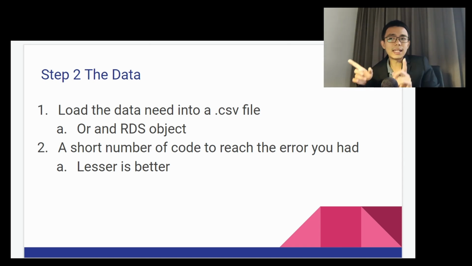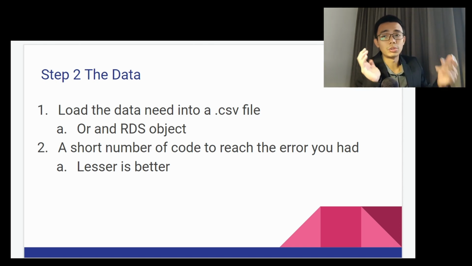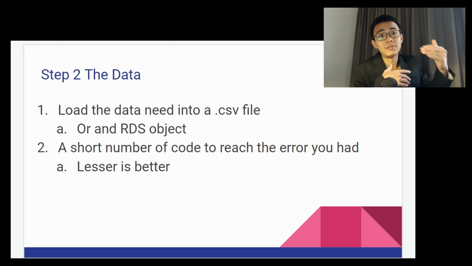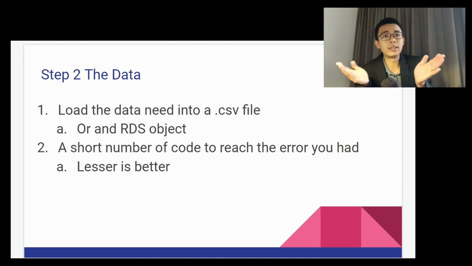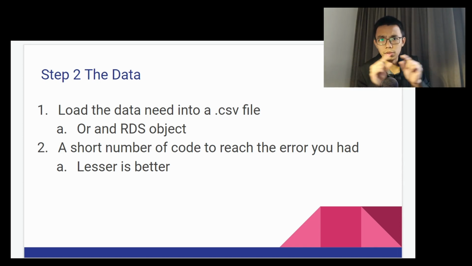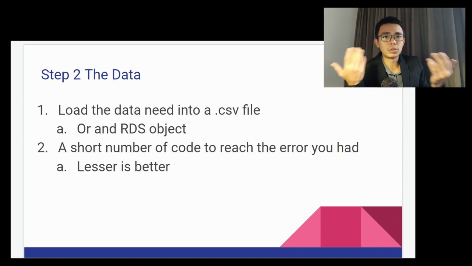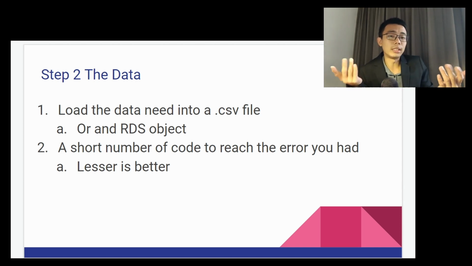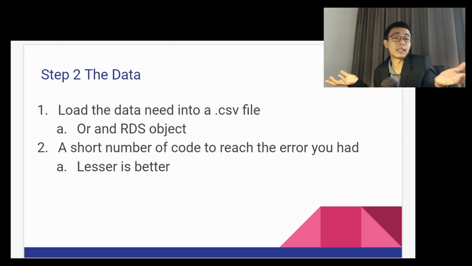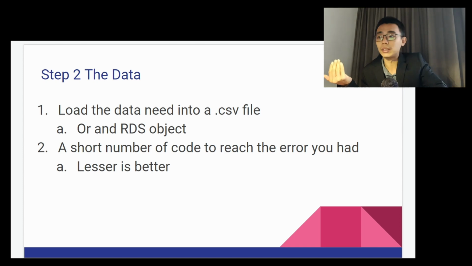The second thing is to show the short number of lines of code needed to reach the error that you have, including the way that you load the CSV into your environment. Whether you use different parameters for your row titles, column names, row names, and different encodings would actually affect how the data looks before it reaches the error that you have.